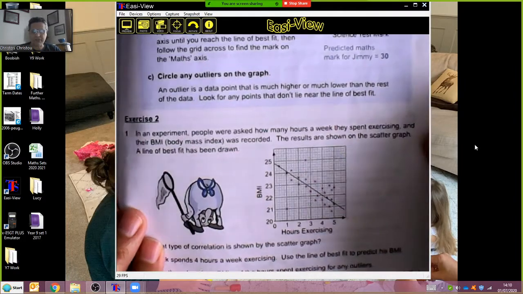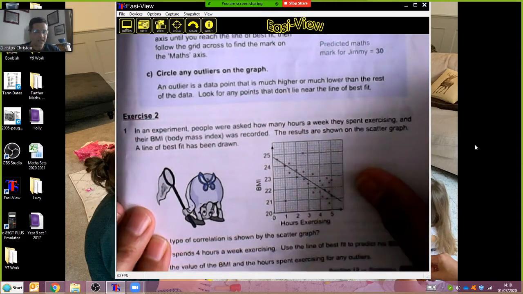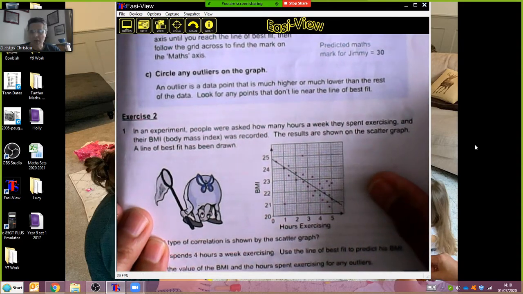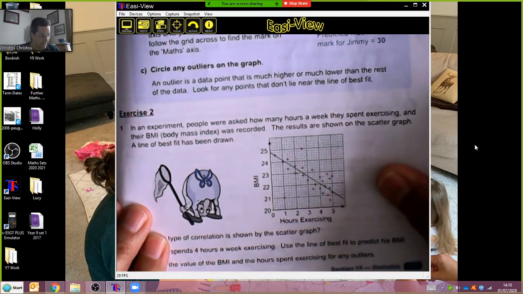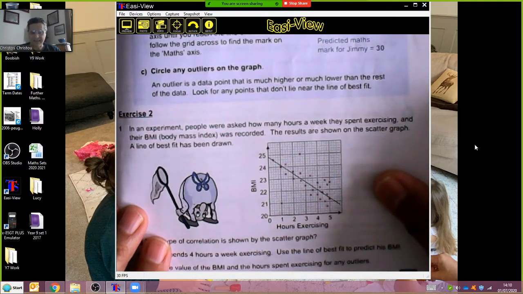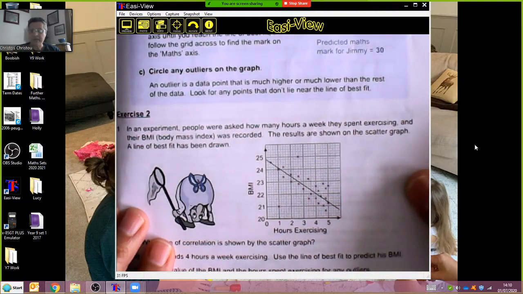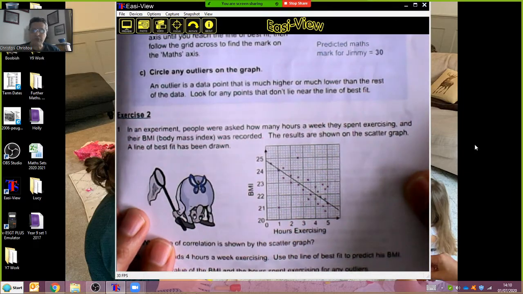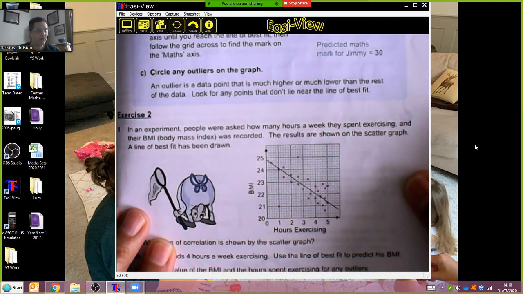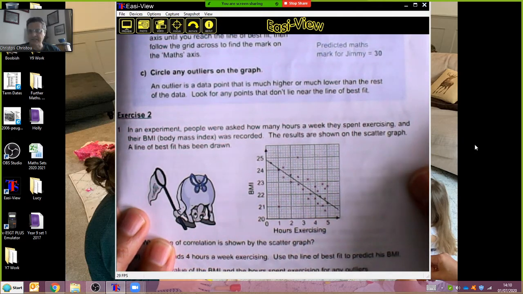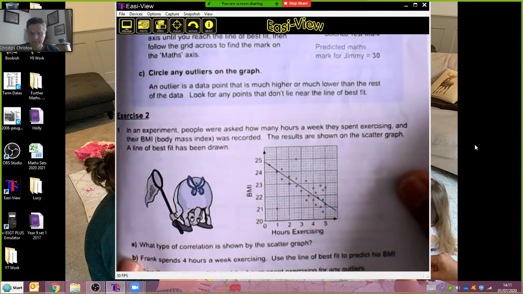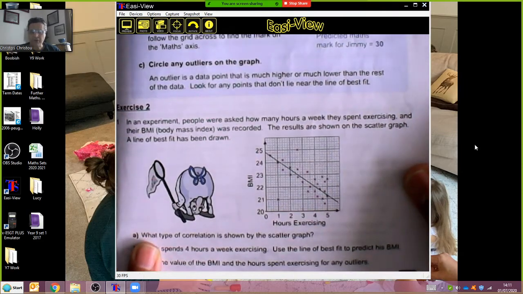So now listen to my instructions again. This is a scatter diagram showing BMI, body mass index, and hours spent exercising. Just to say, you do not need to copy that, obviously, because it's an accurate graph from which you are required to read off the line of best fit. So don't copy it. But Hamza, if you want to scan it and stick it in your book, it will look beautiful.